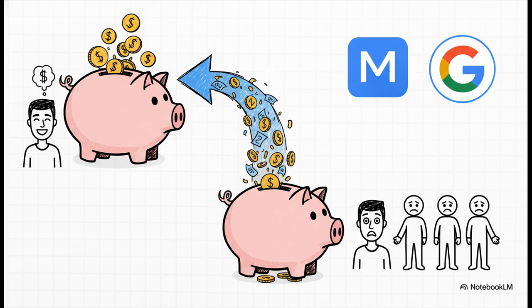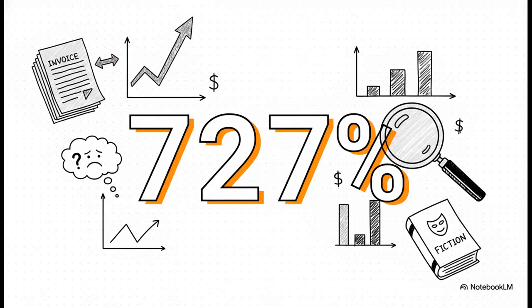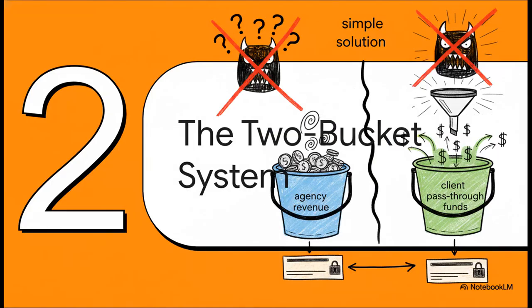It's a nightmare. This number just shows how completely distorted your books can get. A single typical invoice, when it's miscategorized, can inflate your P&L statement by a staggering 727%. Your financial reports basically become a work of fiction, which means you're making critical business decisions based on totally bad data. Okay, so that's the problem. It's big, it's scary, I get it. But the solution is actually beautifully simple, at least in concept.